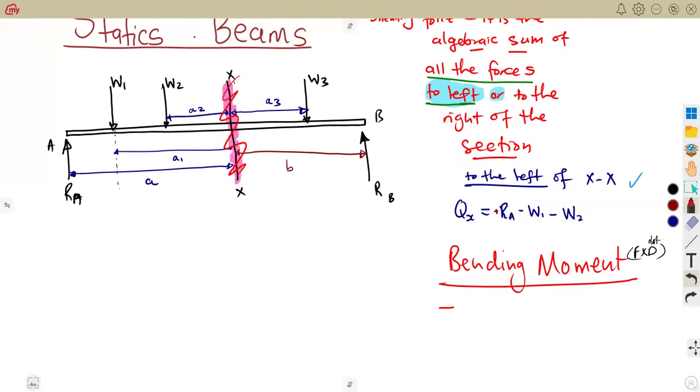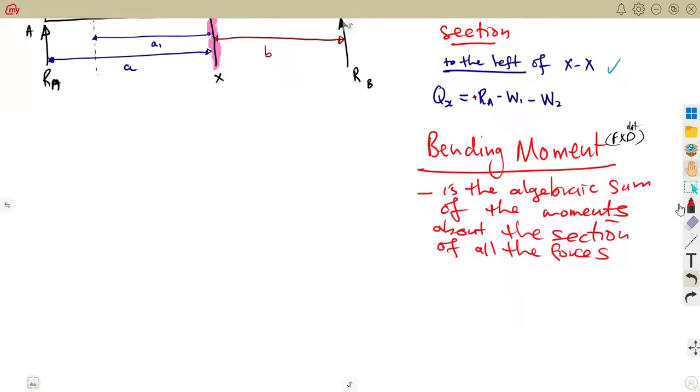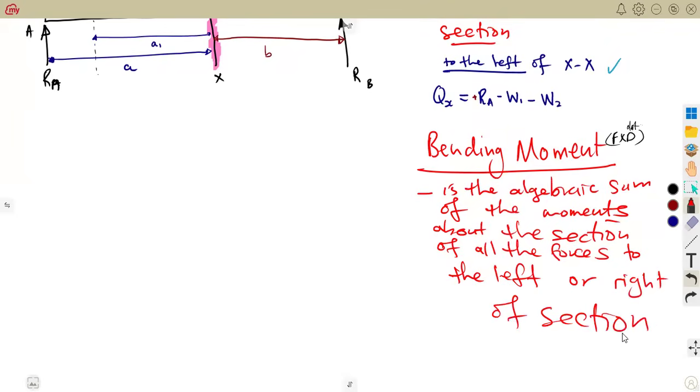If you're talking about this section, we consider the algebraic sum of those moments, but they must be from a certain side, just like, is it to the left or is it to the right? So that is what we have on the bending moment. So this one is the algebraic sum of the moments about the section, of all of the forces to the left or right of the section. So this is what you actually need.